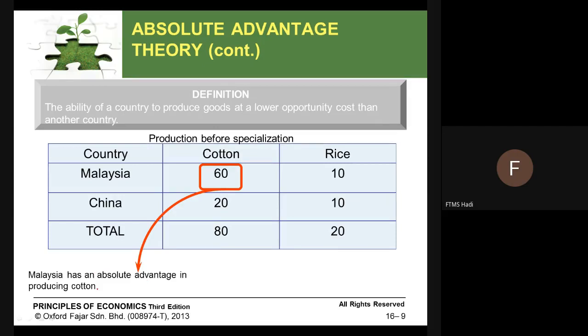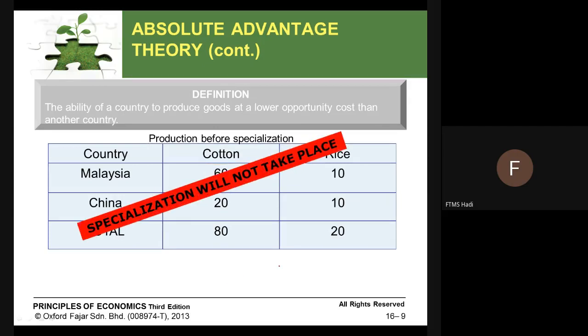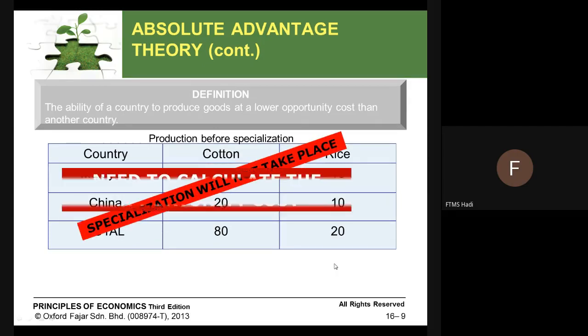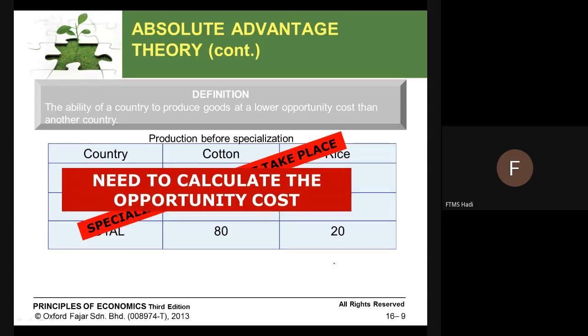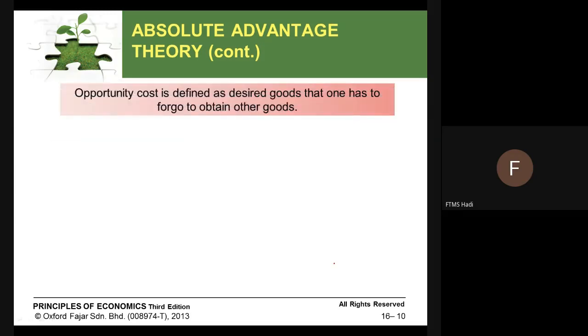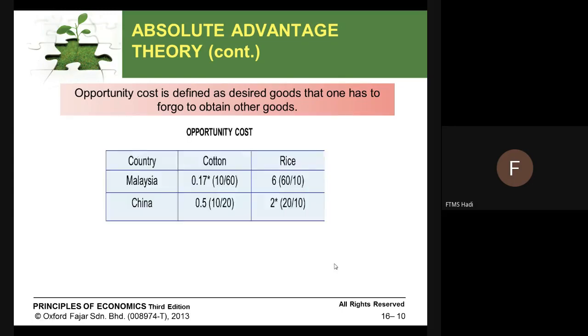Malaysia has absolute advantage in producing cotton. Specialization will not take place. We need to calculate the opportunity cost. Okay, what is opportunity cost? It is defined as a desired good that one has to forego to obtain other goods.